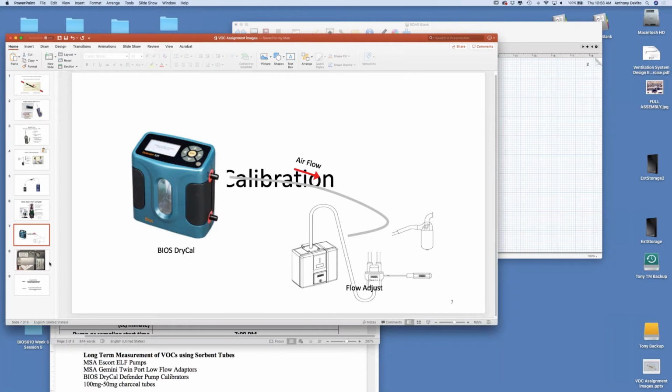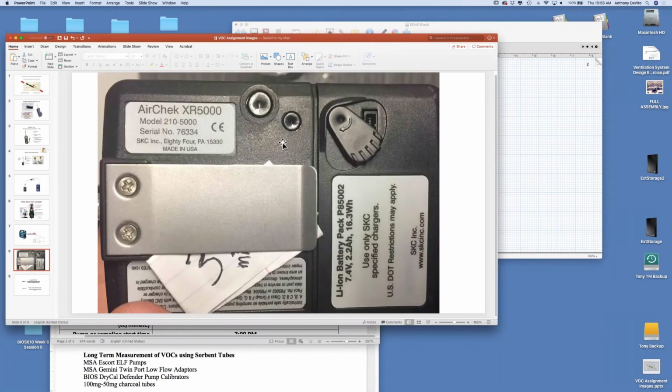One of the things you were asked to do in assignment number 5 is a calculation that involved a sampling period, and an evaluation of what the level of VOC was based on the lab results that you got back from your sorbent tube. In case you didn't record it, this is one of the AirCheck pumps with a model number and serial number. If you didn't record it, you can just use this picture in place of what you had.